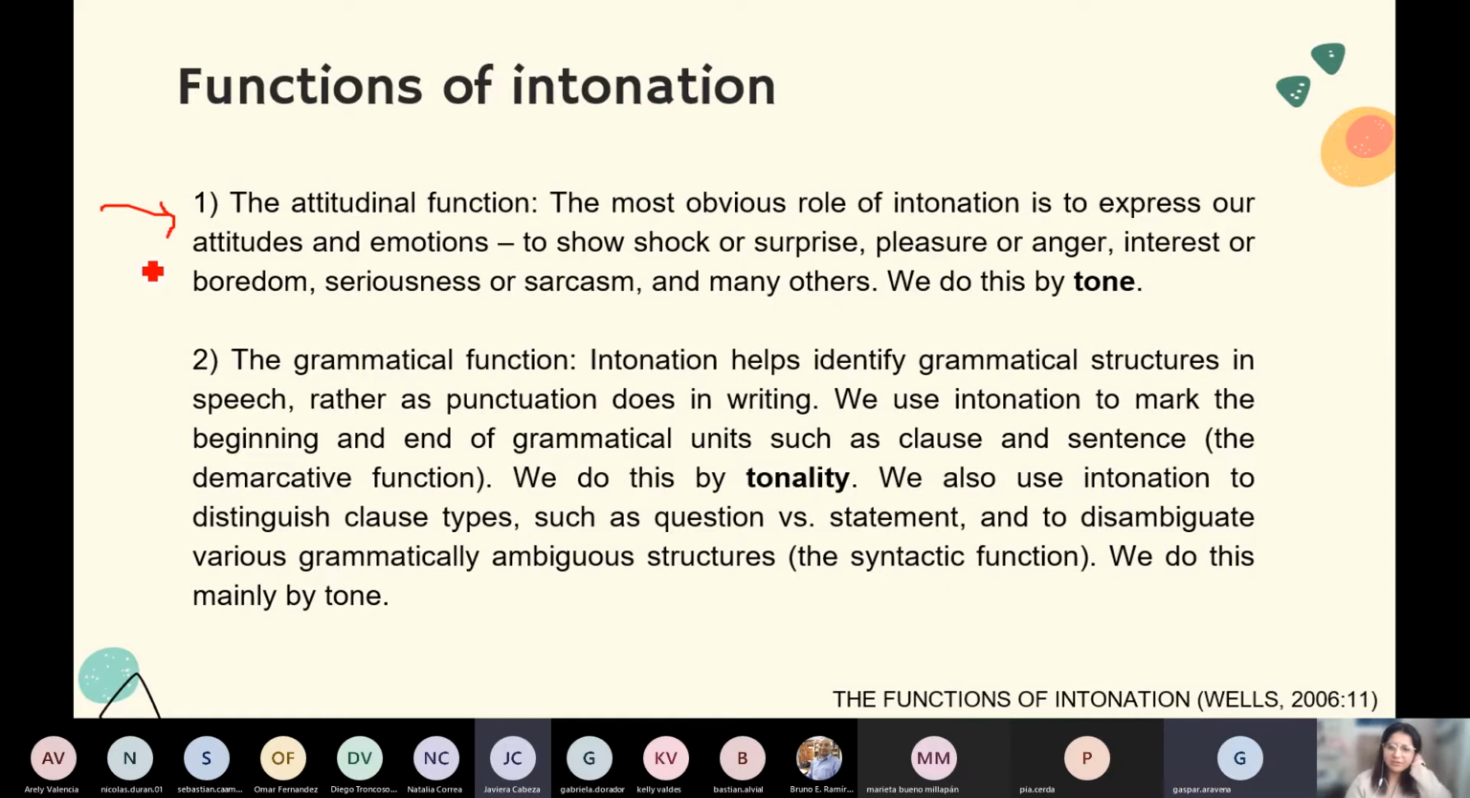Thank you very much. So basically, now that we are covering the functions, the first one is the attitudinal function. We use it in order to show feelings and emotions, like it says, to show anger or sarcasm, among many others. Now for number 2.